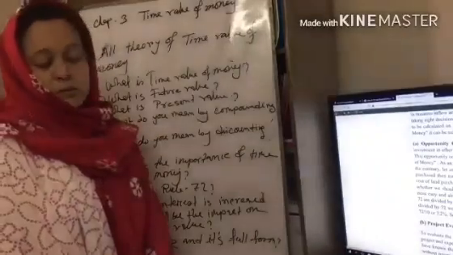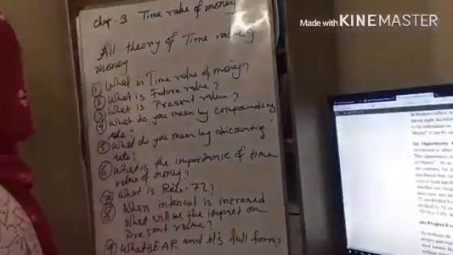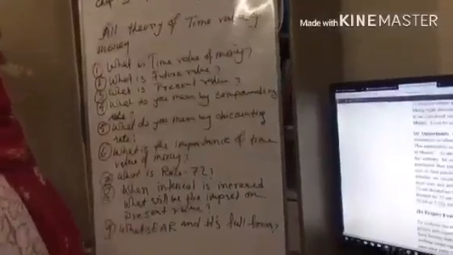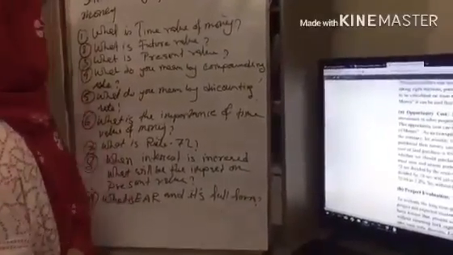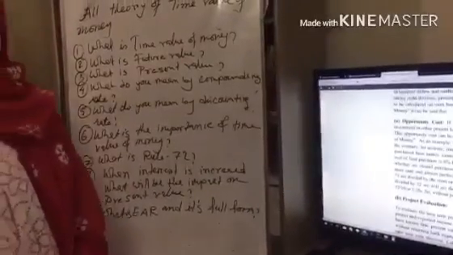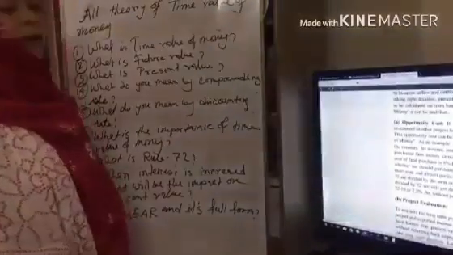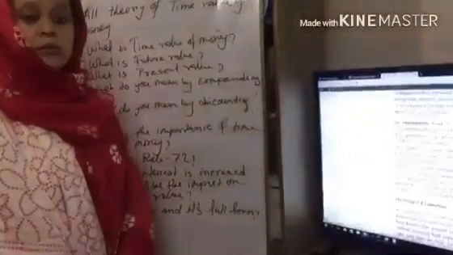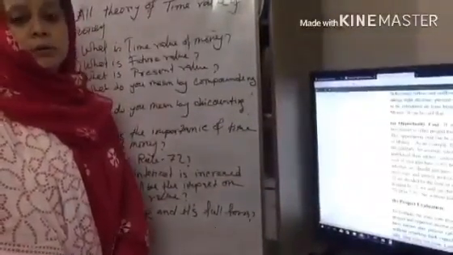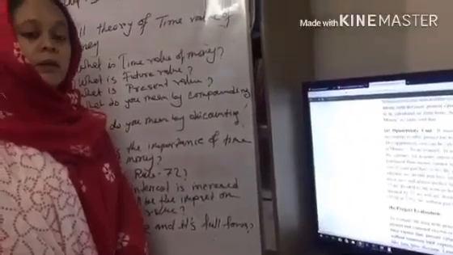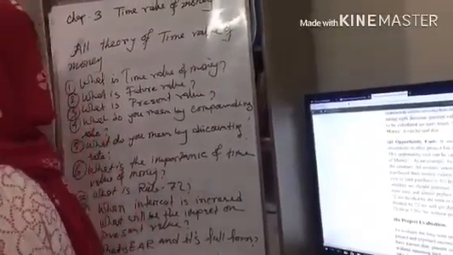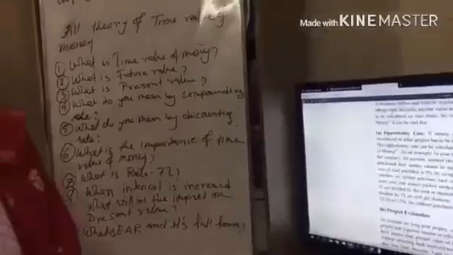Number 9, what is EAR and its full form? EAR, effective annual rate, is calculated when the interest rate is compounded more than once in a year. The full form is effective annual rate.